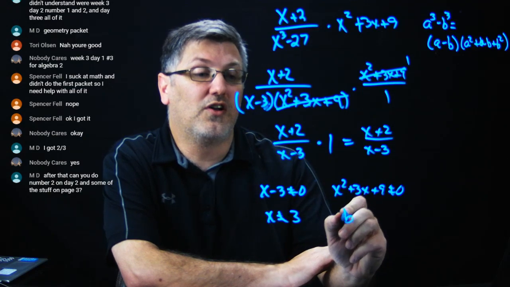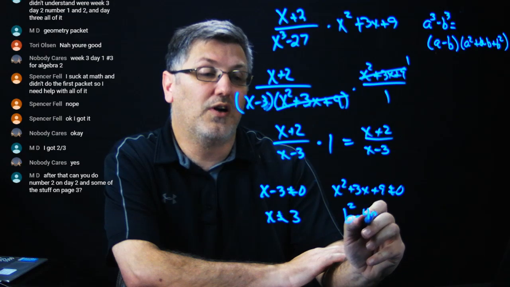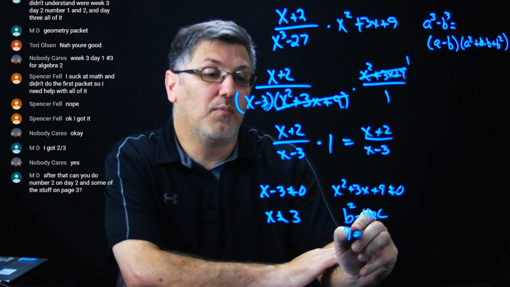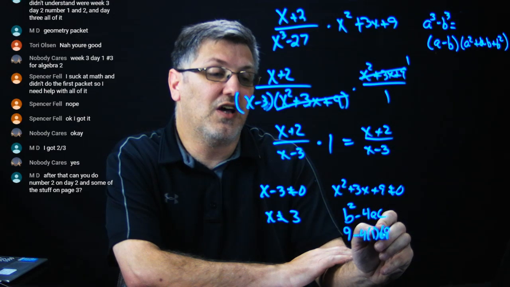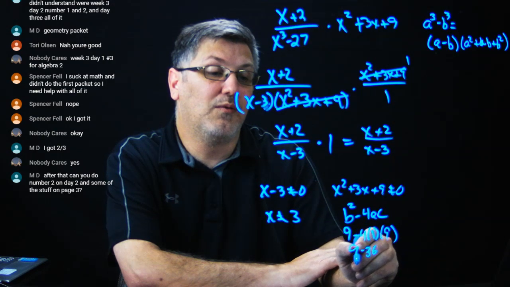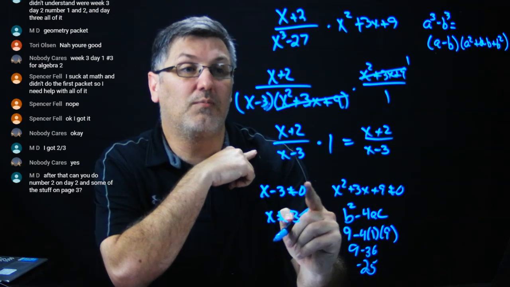So the discriminant is what's underneath the square root, which is b squared minus 4ac. Well, my b is 3, so 3 squared is 9, minus 4 times my a is 1, times my c, which is 9, which gives me 9 minus 36, which is going to give me a negative 25, which means that this is going to have two complex answers.